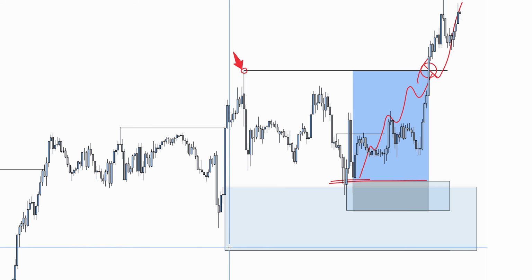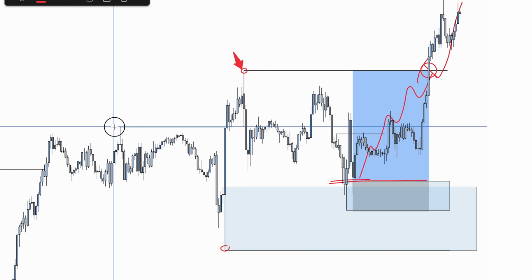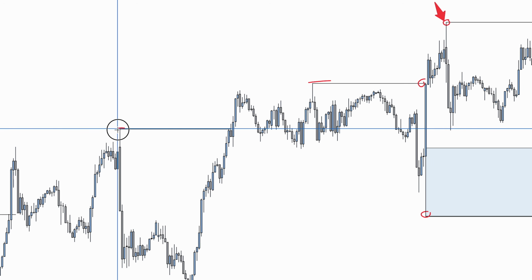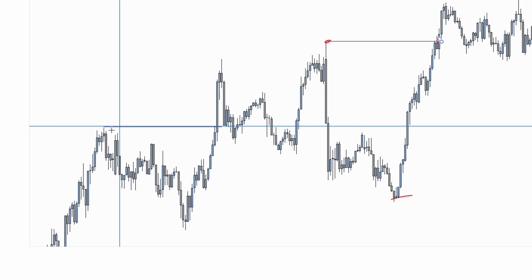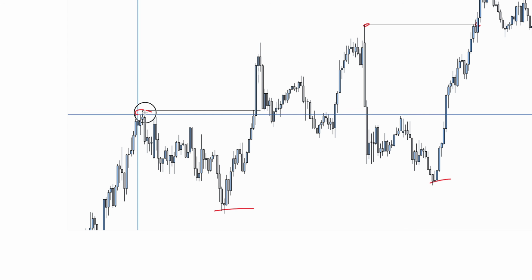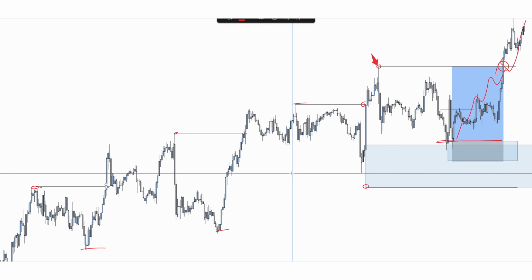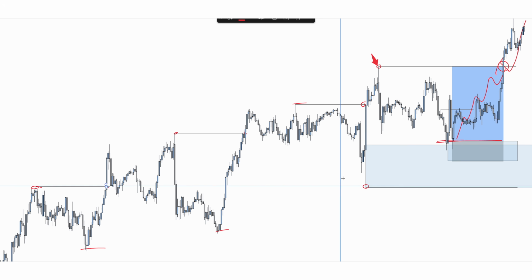Same case if we'd bought here, you would look at this local high as your target. If you bought here, you'd look at this local high as your target, and so on. So that's the easiest way to use targets in a continuation trade. Now, there are other ways. Let's take a look at some now.